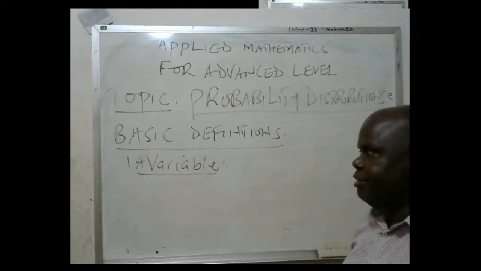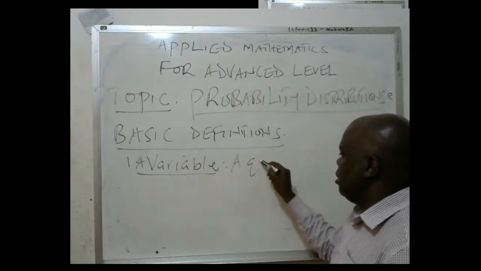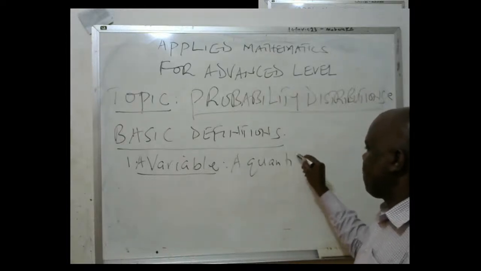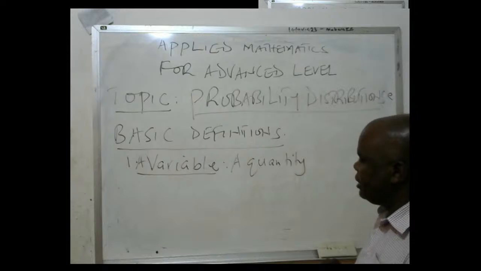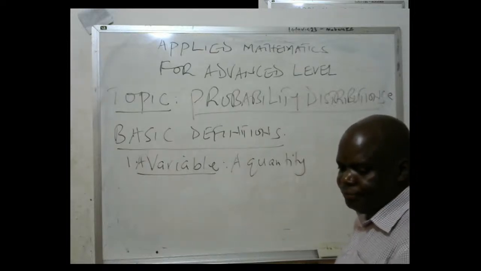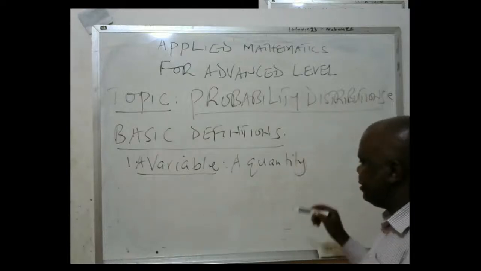A variable, by definition, is a quantity. A variable, by definition, is a quantity. It's a quantity that changes.